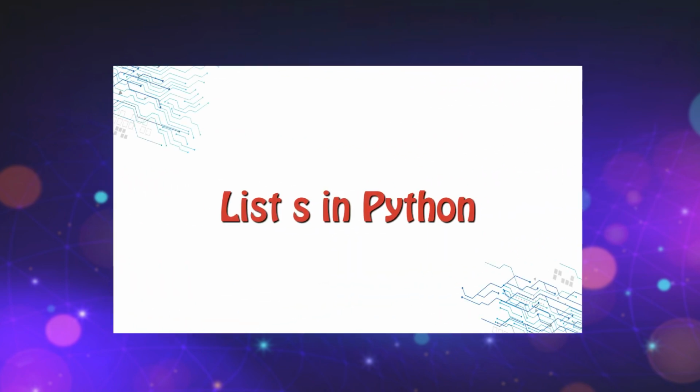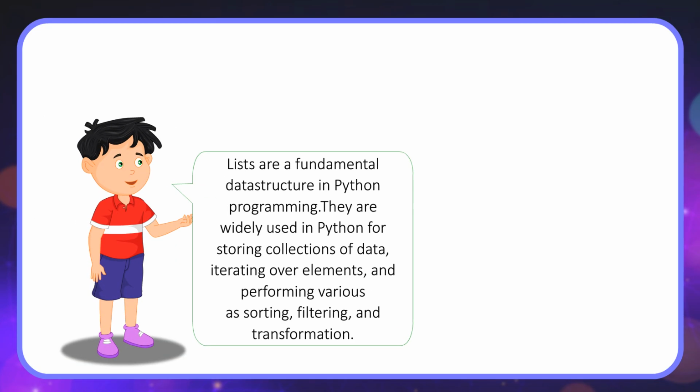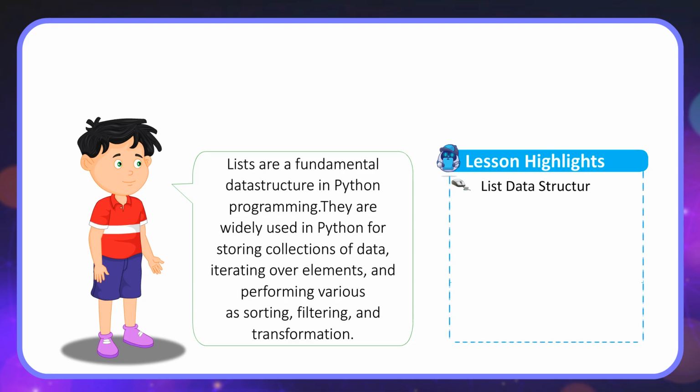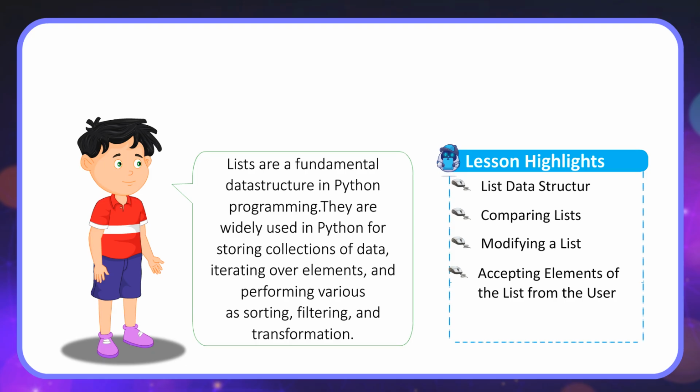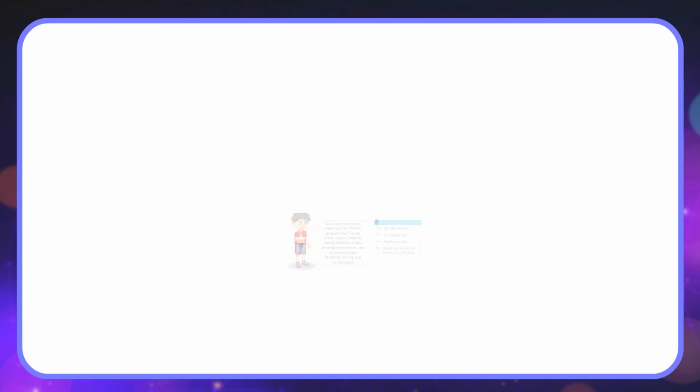Lists in Python. Lists are a fundamental data structure in Python programming. They are widely used for storing collections of data, iterating over elements, and performing various operations such as sorting, filtering, and transformation. Lesson highlights: list data structure, comparing lists, modifying a list, accepting elements of the list from the user.